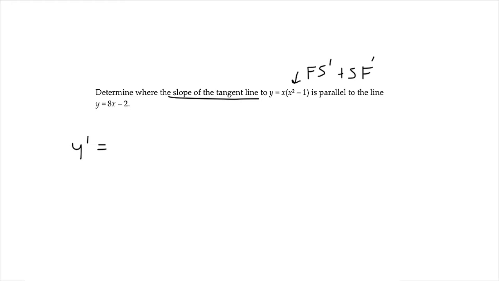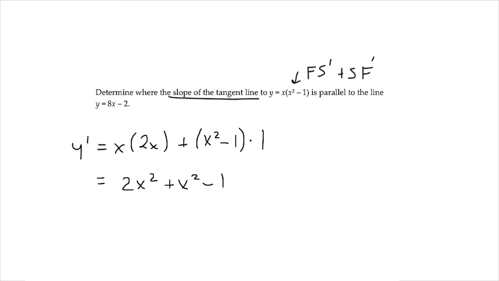So let's see. My first is x times the derivative of the inside. Well, the derivative of x squared minus 1 there, that's going to be 2x. Plus the second, which is x squared minus 1, times the derivative of the first, which is 1. Okay? And to be honest with you, it just ends up being 2x squared plus x squared minus 1. Yes? So really, it's going to be 3x squared minus 1. There's our derivative.